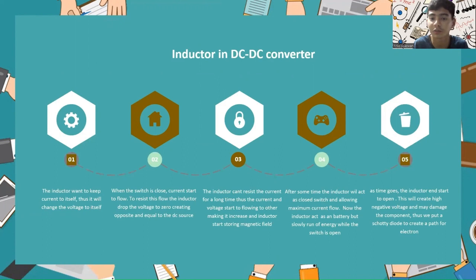Now, when you open the switch, there is no source to supply current and voltage to the load. But as you know, the current in the inductor cannot change instantly. Hence, the inductor acts as a battery, supplying current, but it slowly runs out of energy. As the end of the inductor close to the battery accumulates electrons, it creates a very high negative voltage. Thus, we add a Schottky diode to allow a path for the electrons.